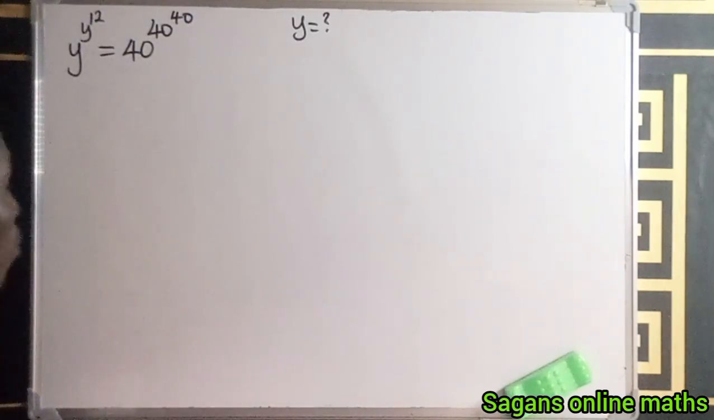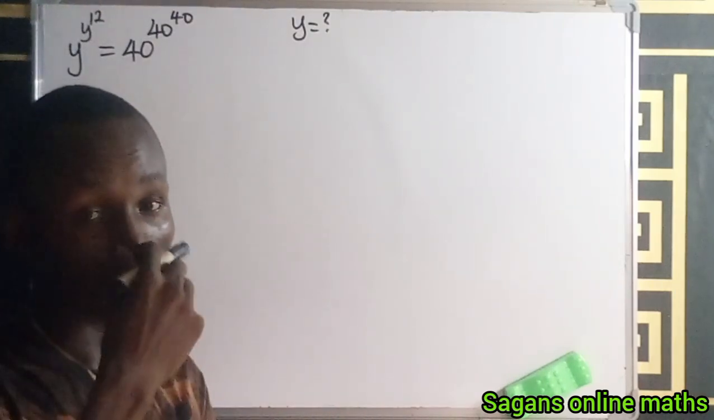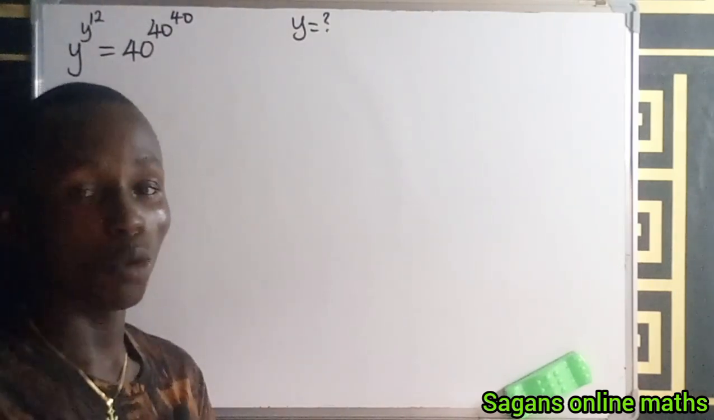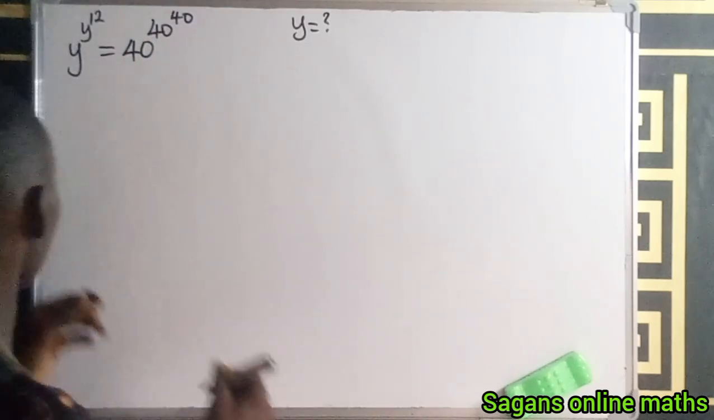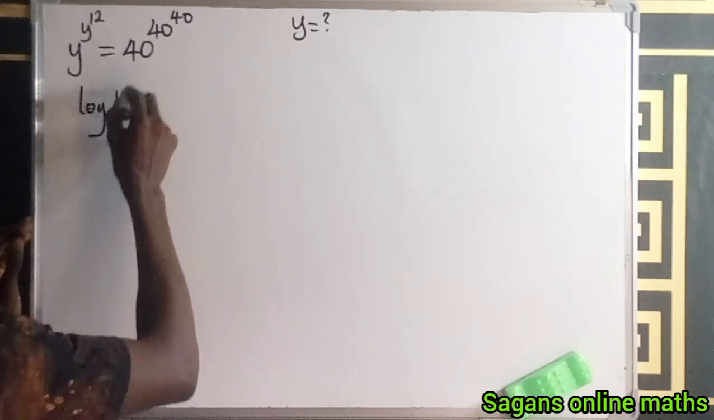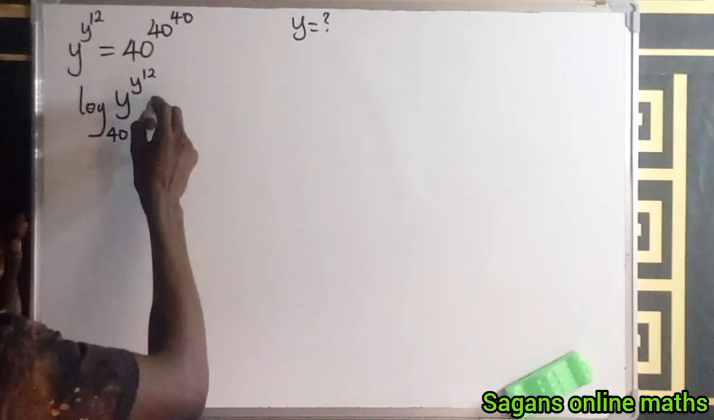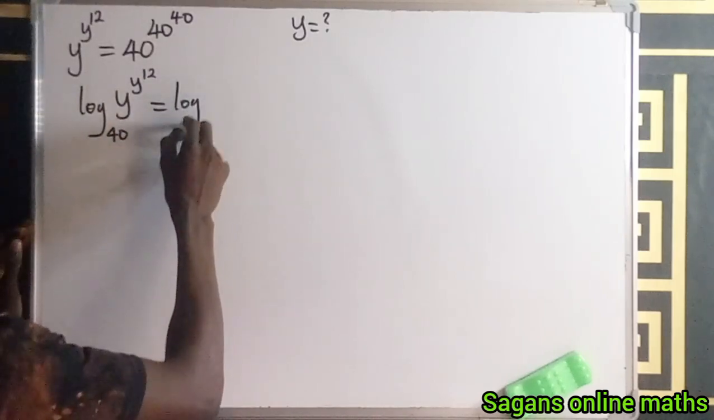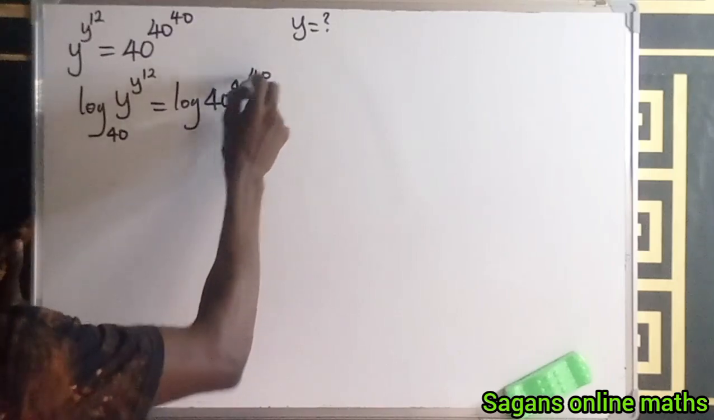Now, how are we going to solve this question? Before we can solve this question, we have to apply logarithm, taking log of both sides. But the log must be in base 40. Now, we can take log y to the power of y to the power of 12 base 40 equals log 40 to the power of 40 to the power of 40 to base 40.